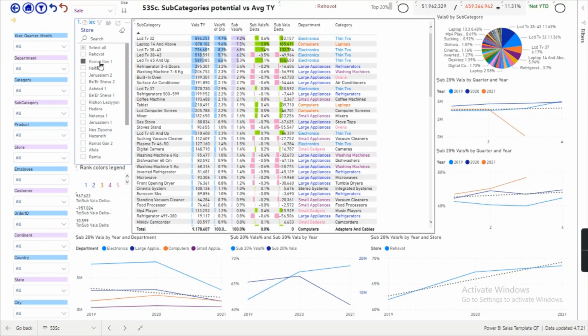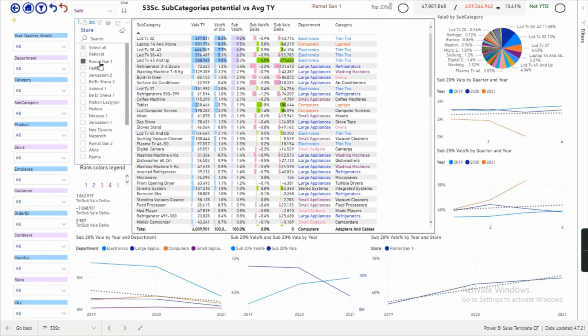Let's see the second one that is decreasing rapidly, as you remember, Ramat Gan 1, and it's quite different. It has only a few green. This one is huge. Huge LEDs are selling very well in Ramat Gan 1, also tablets and computer screens, but all other TVs are red, and large appliances are really down, really under average.